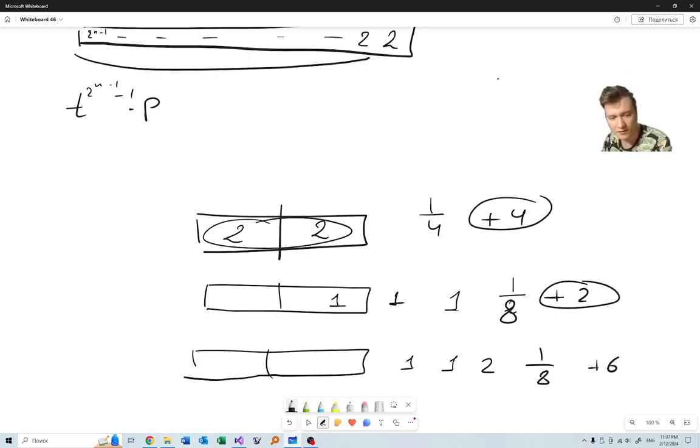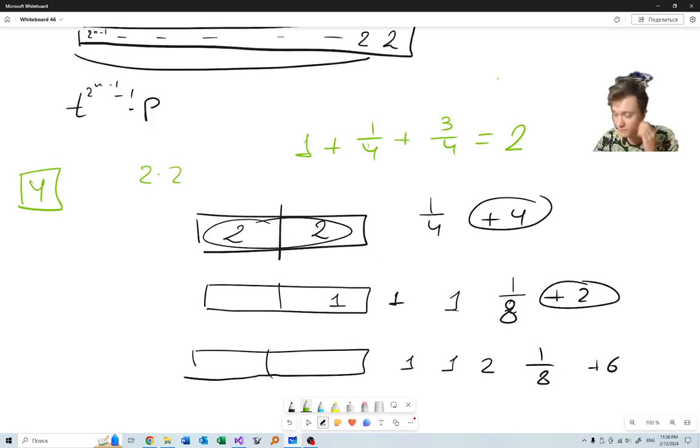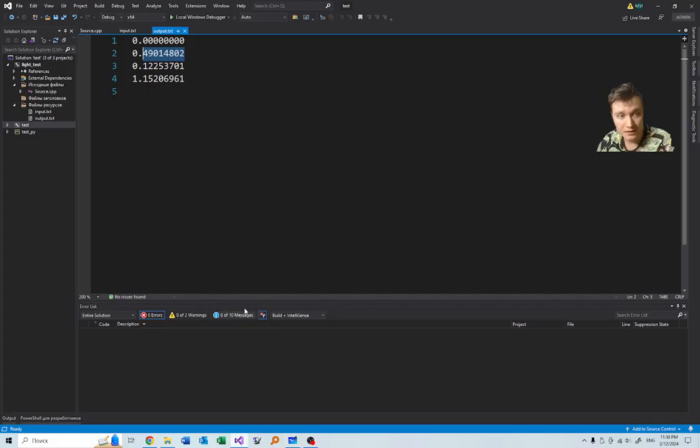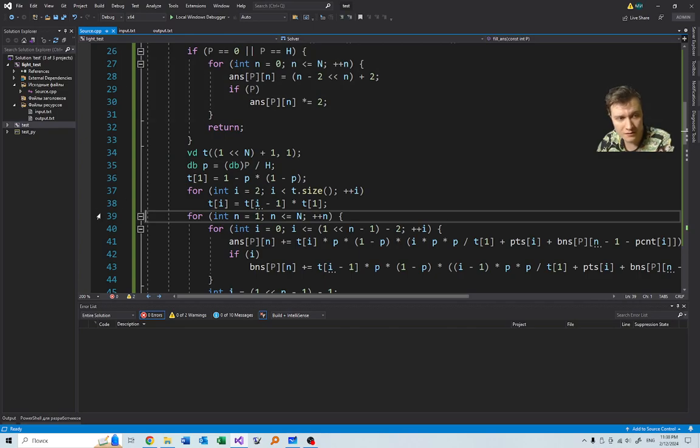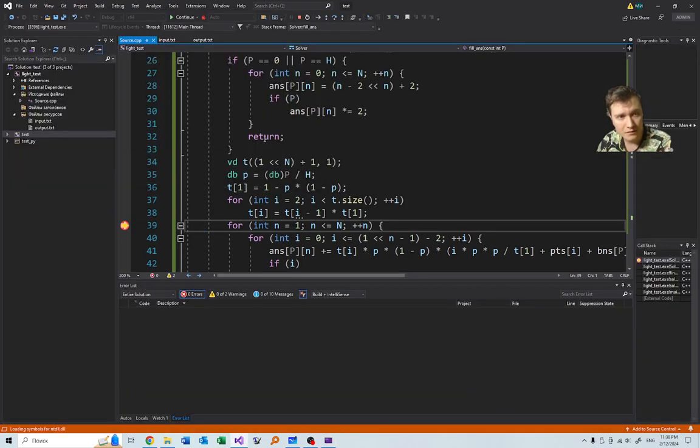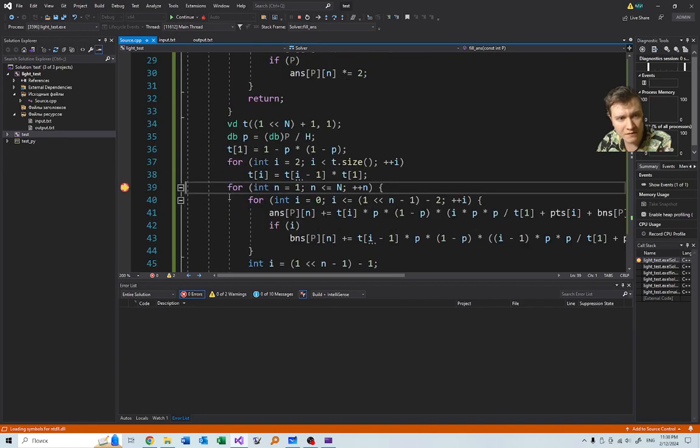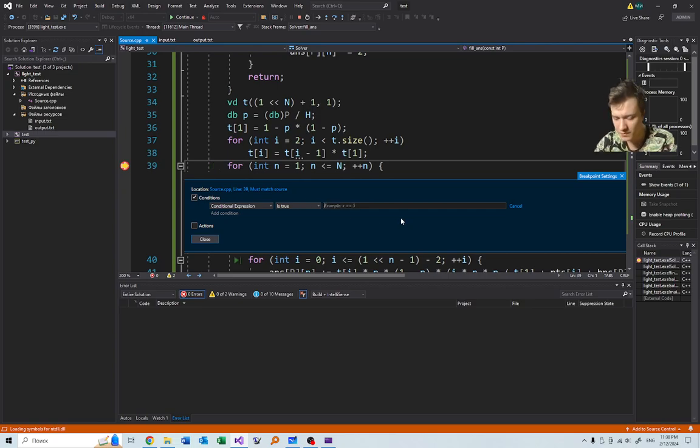Let's calculate how much it is. So it is like 1 plus 1/4 plus 3/4, so it is 2. So the output answer should be like 4 because it is 2 times 2, but in our stored array it should be 2. Let's see what it actually does. So I'm interested in p equals 50. Let's make a condition that p equals 50.